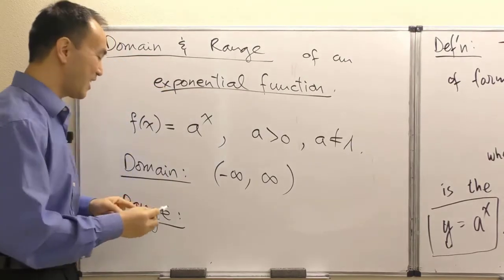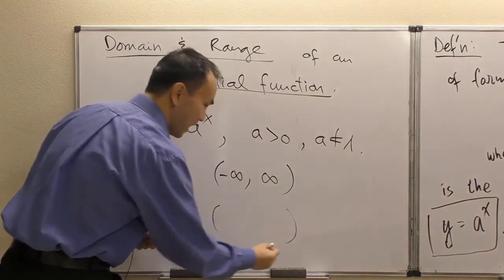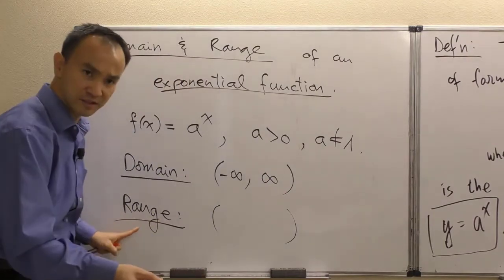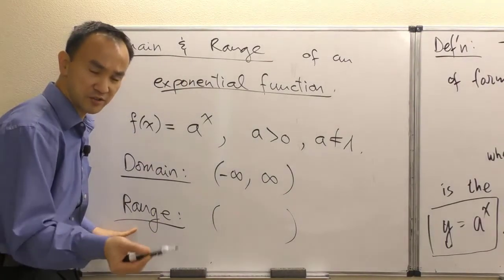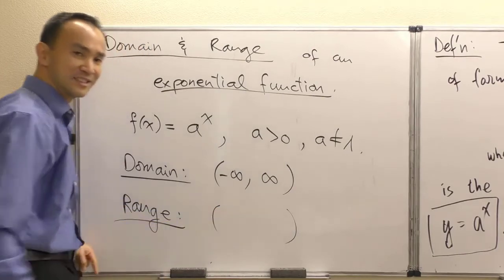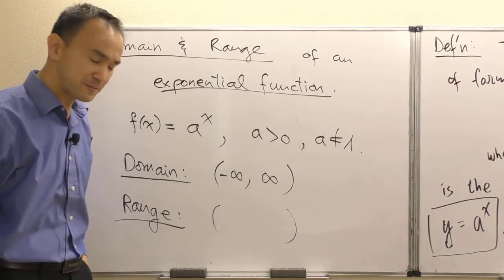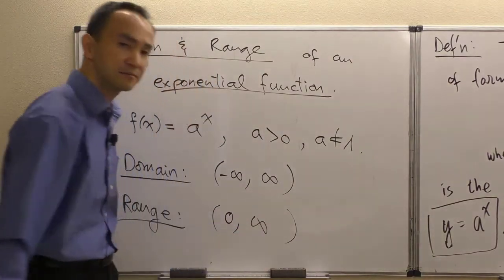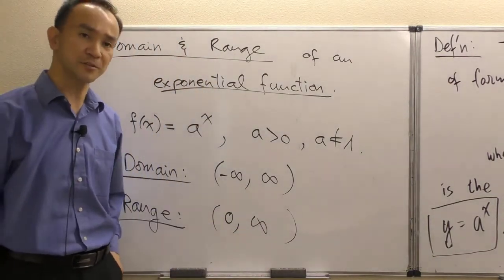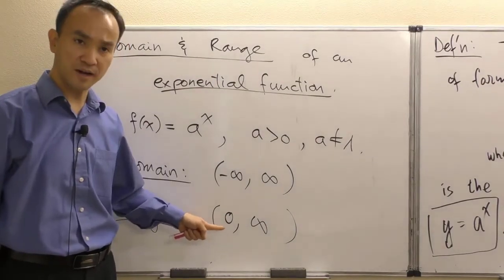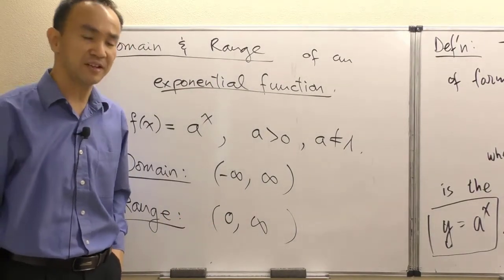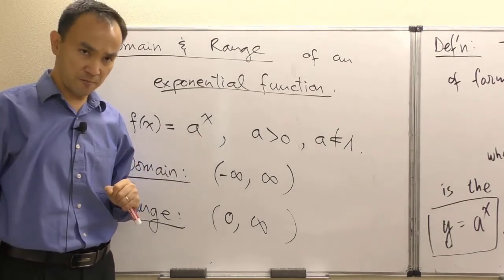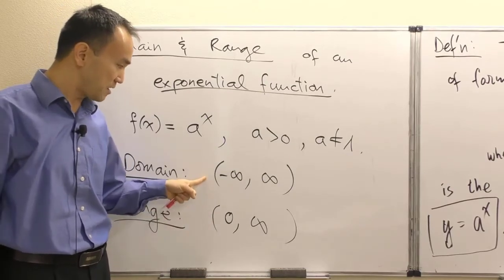So the range here indicates that output must always be positive. Output is a different way of calling the range, because the range is the set of all possible outputs. And so it has to be anywhere between 0 and positive infinity in interval notation. We won't even include y equals 0. We won't even have an output for an exponential function where the y value equals 0. So this is the domain, and this is the range.